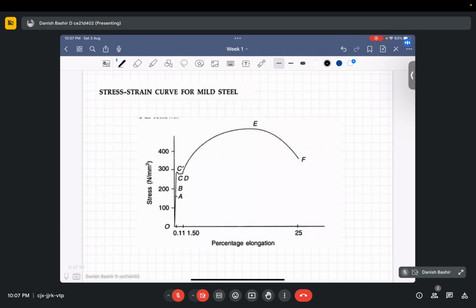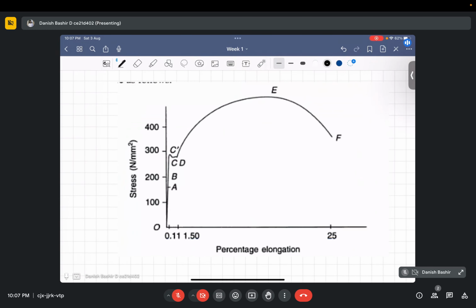Now let us study the stress strain curve of steel. I will give you the brief concepts regarding the stress strain curve. The nominal stress strain curve for mild steel looks like this. You have all seen this curve in your basic courses. So let us see the different points.